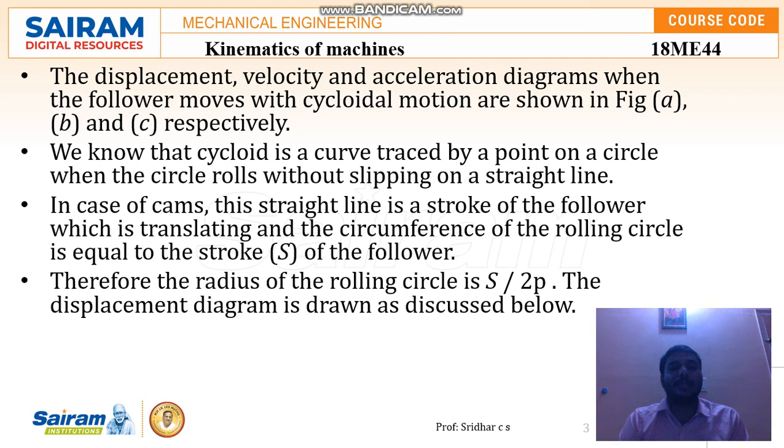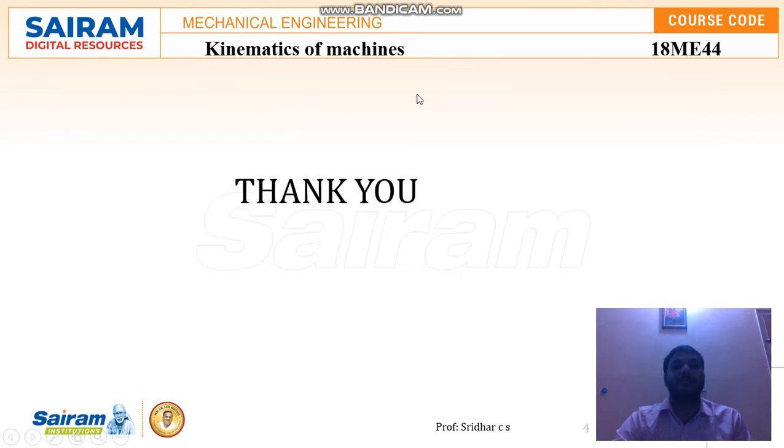So this is about cycloidal motion. As we have discussed, simple harmonic motion, uniform acceleration and retardation motion, and cycloidal motion, it is also one of the types of motion used to draw the displacement diagram. Again, based on this displacement diagram, we can draw the cam profile to trace the path which the follower is following. Here we have not drawn any follower. So in the cam profile, by using this data, we will construct the cam profile by using this displacement diagram. So this is the procedure for how to construct the cycloidal motion. Thank you.